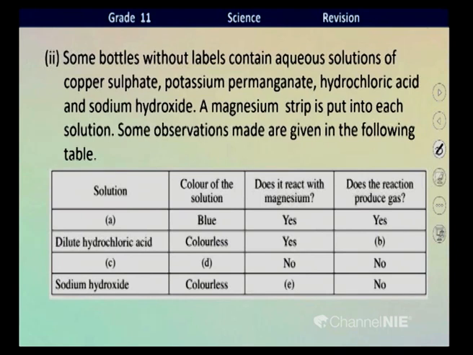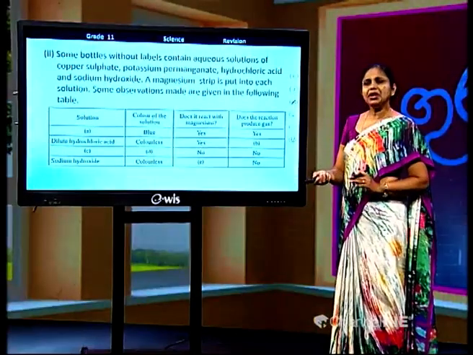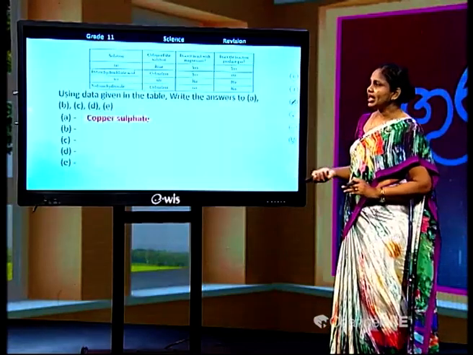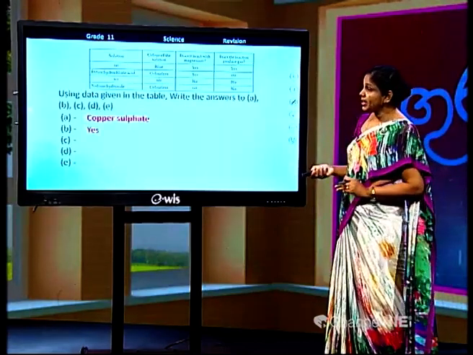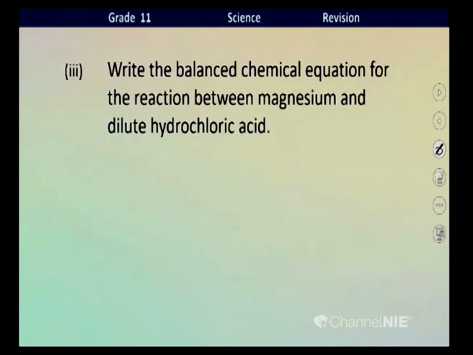Finally, when you take sodium hydroxide, children, it's a base. It doesn't react with magnesium. Normally bases do not react with metals, right? Then no gas is produced. Then we'll go to the answers. A, copper sulfate. B, yes. C, potassium permanganate. D, purple. E, no. Because sodium hydroxide doesn't react and no gases are emitted. Right. Go to the next question, children.